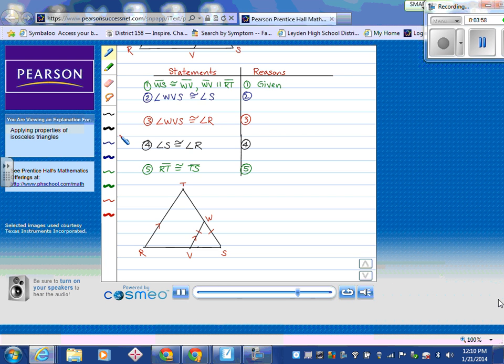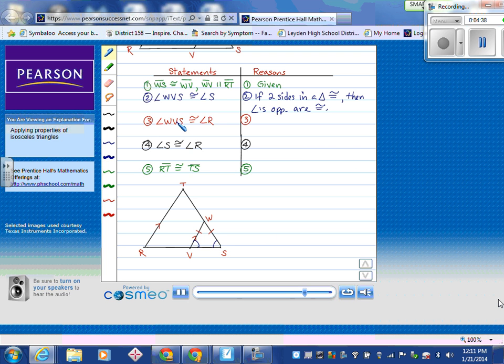Okay, how'd you do? Let's see. Angle WVS, where's that? That's down here, is congruent to angle S. Well, that would be the isosceles triangle theorem that we saw above, right? We're given the two sides are congruent, so if two sides in a triangle are congruent, then angles opposite are congruent. So we were given that the sides were congruent, we conclude that the angles are congruent.